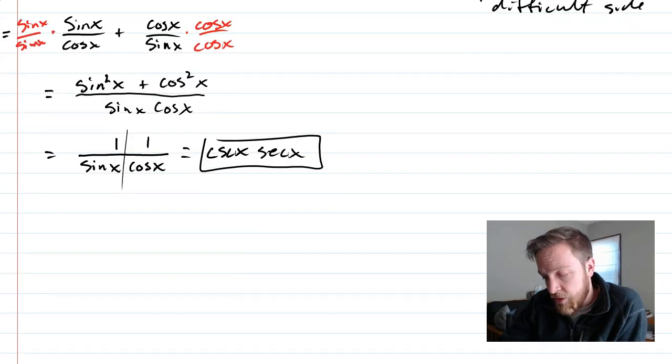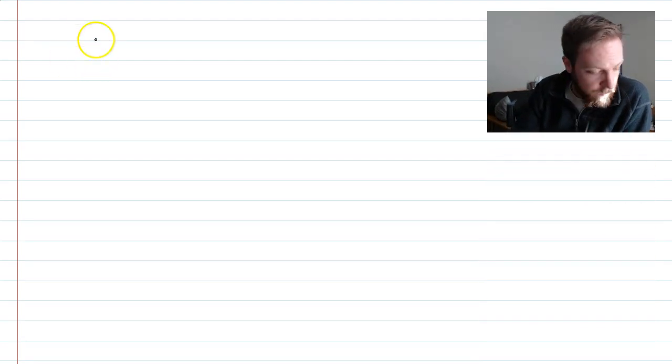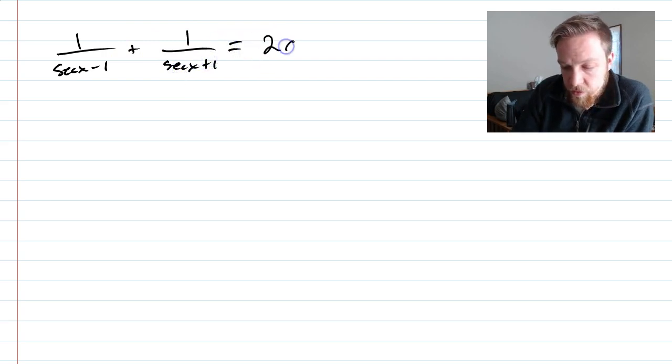So I'm going to give you guys an identity, and I'd like you guys to try this now. We're going to do 1 over secant x minus 1 plus 1 over secant x plus 1. You need to show that this is the same as 2 cotangent of x cosecant of x.